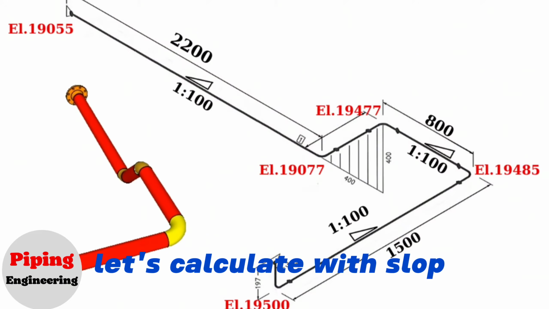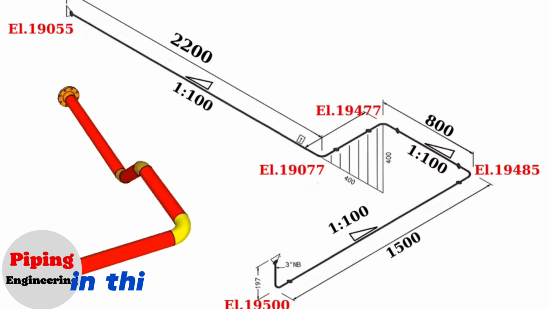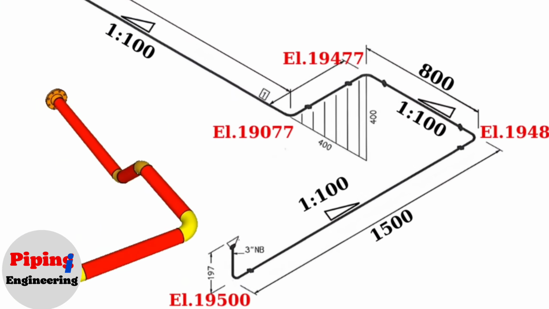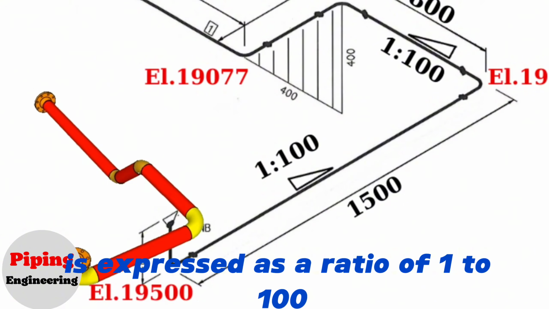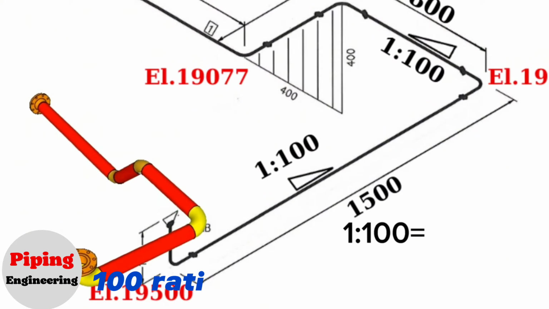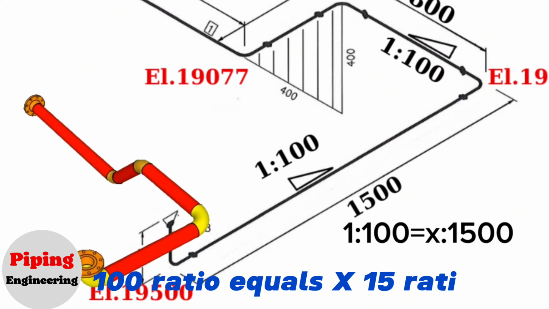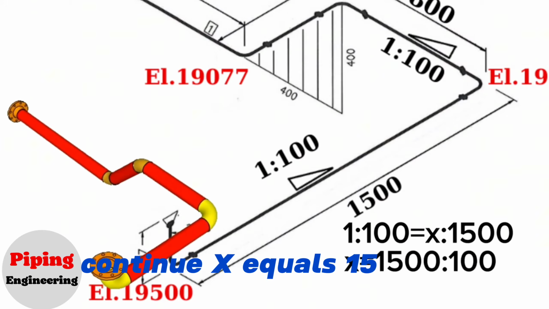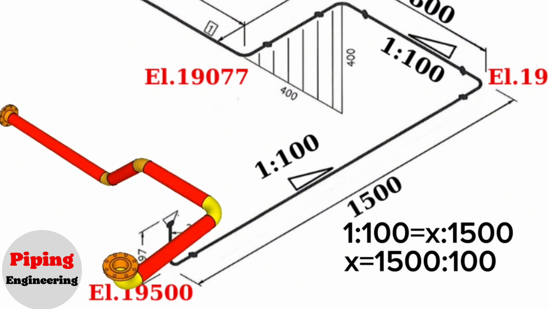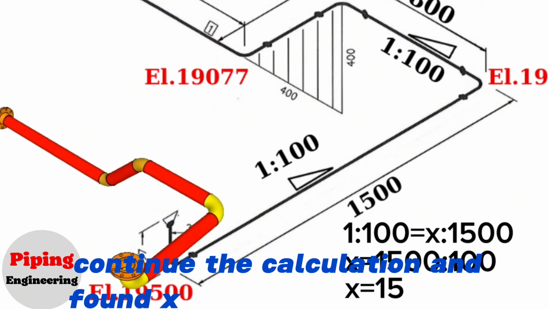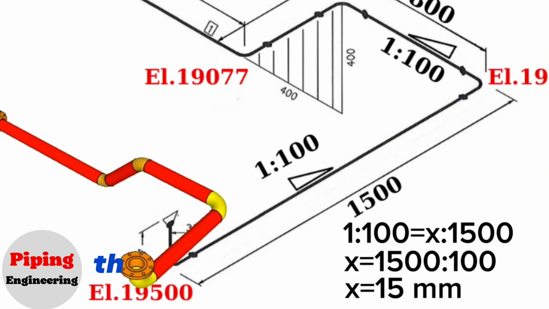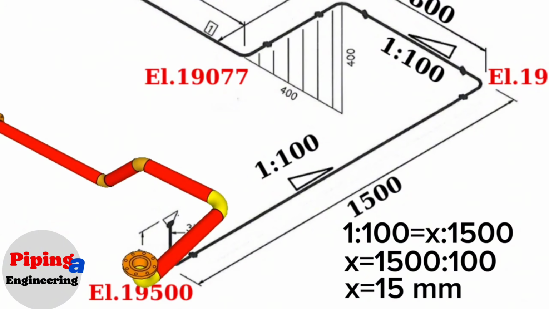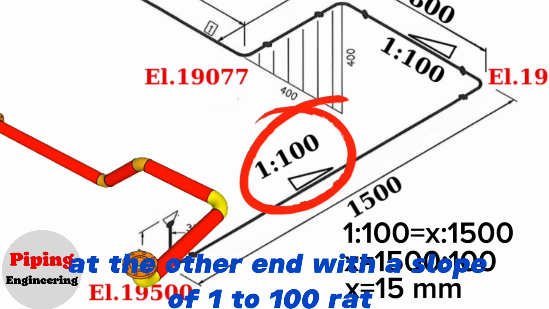Let's calculate with the slope ratio in this example. In this pipe isometric drawing, the slope at a horizontal distance of 1,500 is expressed as a ratio of 1 to 100. 1 to 100 ratio equals x to 1500. Continue. X equals 1500 divided by 100. Continuing the calculation, we find x equals 15 millimeters. This means that the 1,500 millimeter long pipeline falls 15 millimeters at the other end with a slope of 1 to 100 ratio.